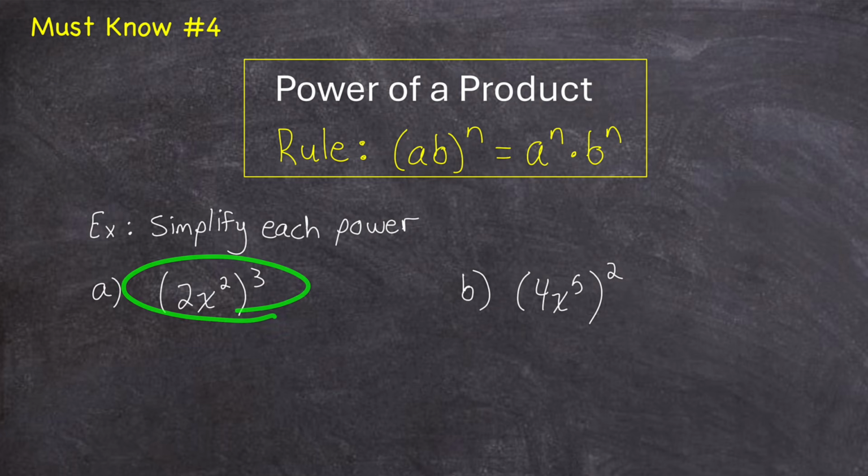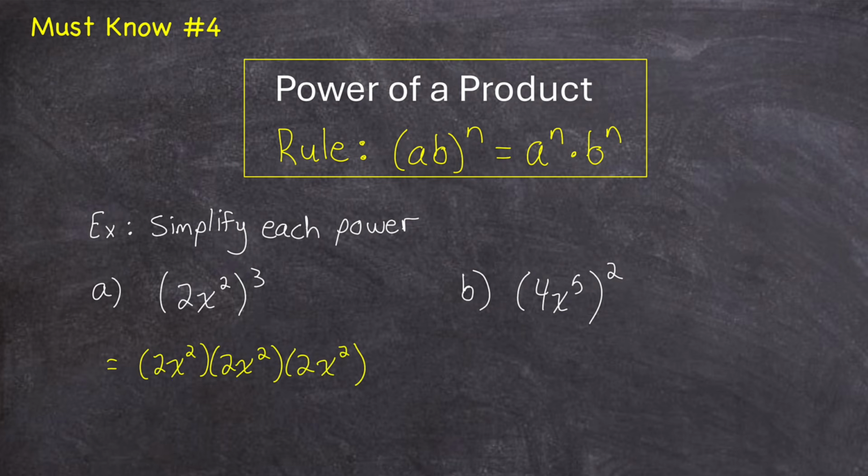And then let's do a couple examples where we practice simplifying powers using this power of a product rule. For part A, I'll write it in expanded form so you can see why the rule works. It says that we have 3 factors of 2x squared being multiplied together. So let me write that in expanded form. And then because the order of multiplication doesn't matter, I could multiply all 3 factors of 2 together first, and then write all 3 factors of x squared beside each other after.